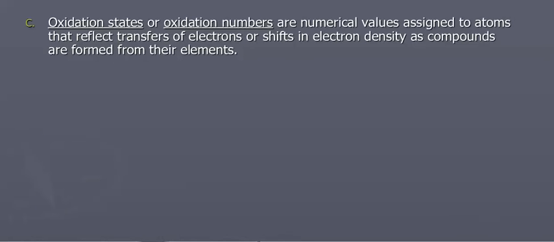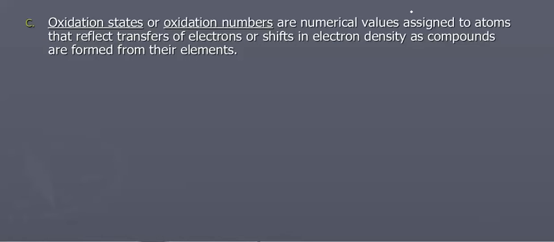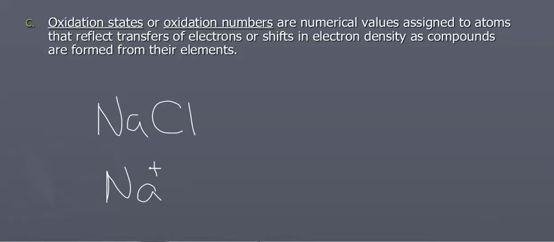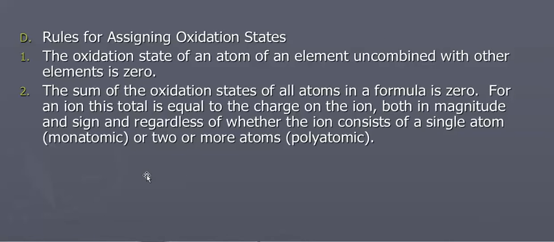Oxidation states are numerical values assigned to atoms that reflect the transfer of electrons or the shifts in electron density. And so we want to determine the oxidation numbers or the charges that these atoms take on. For example, in the compound sodium chloride, sodium takes on a positive charge and chloride takes on a negative charge. The positive and negative attract to give you the ionic compound. So we need to determine how we get these charges on these ions. So there are certain rules that we're going to follow.